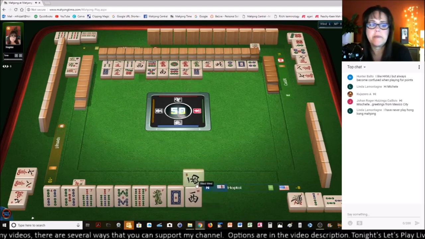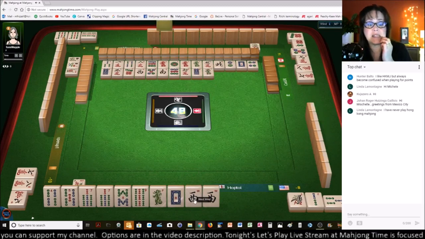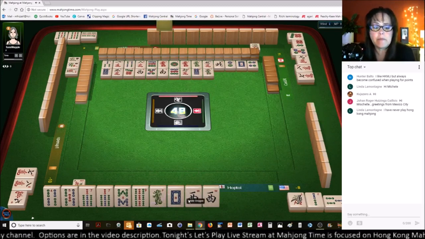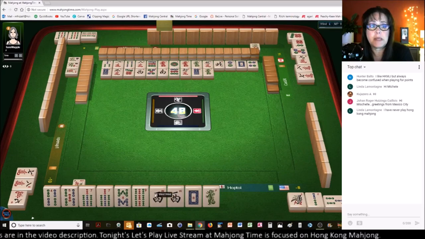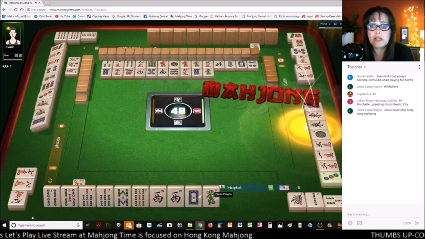Oh, there's a pair now. So we have a pair of west. We can maybe pung that if somebody throws that west or if we draw it. So that was a good pick. Three dots. And you always have to have a pair. So right now we're in a half flush.